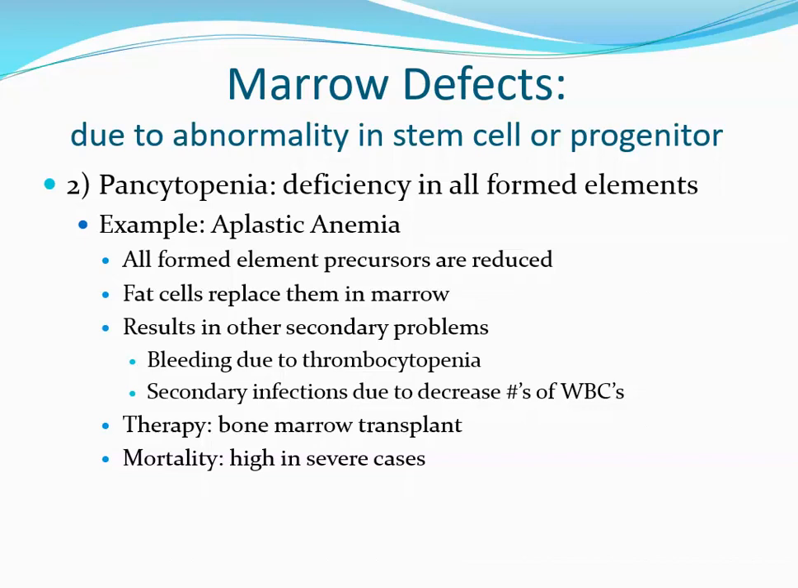You will also see an increase in secondary infections because the white blood cells are affected. Therapy often involves a bone marrow transplant, or it could also involve immunosuppression if the aplastic anemia is due to an autoimmune problem. Mortality can be very high, especially in severe cases.